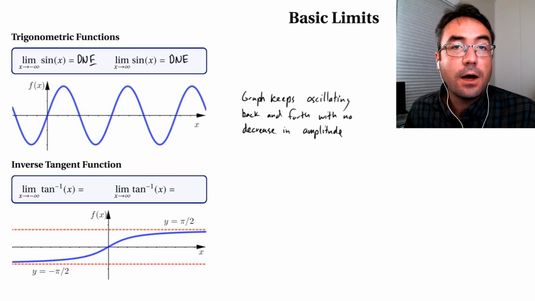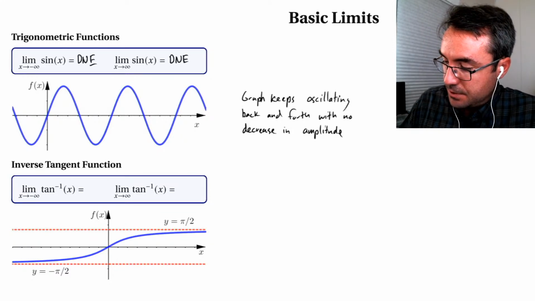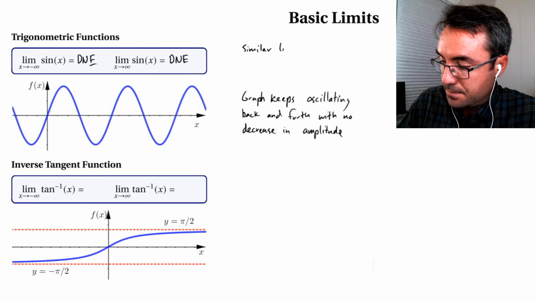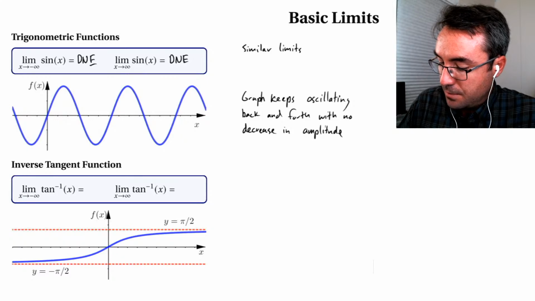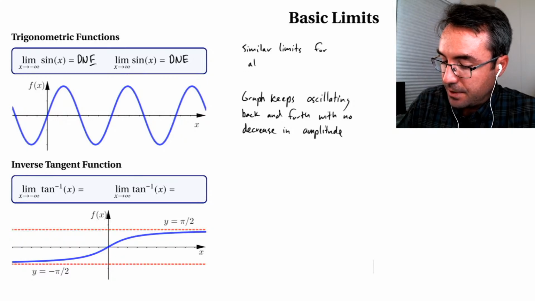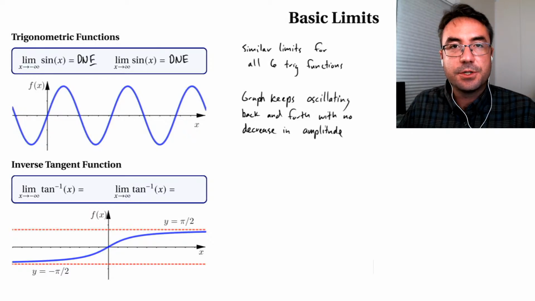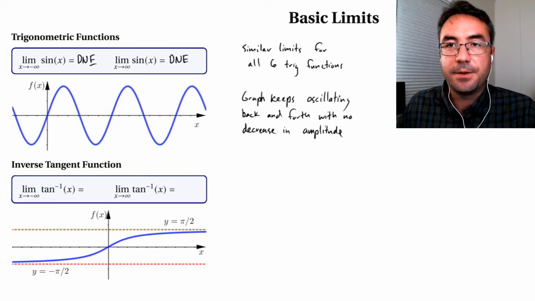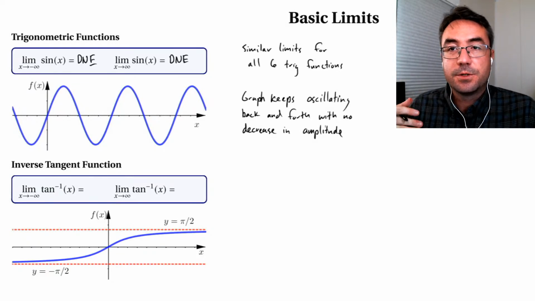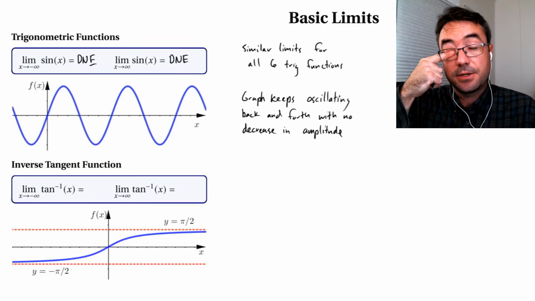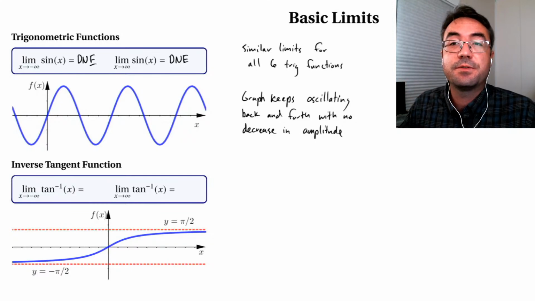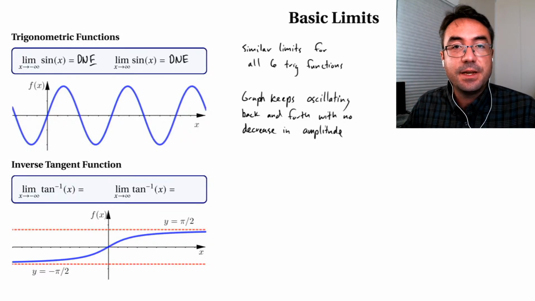And this is true for all of our trig functions. So similar limits for all 6 trig functions. And we know trig functions, that's what they do. They move back and forth. So the limit of cosine doesn't exist. Limit of tangent doesn't exist. Secant, cotangent, all 6 trig functions, the limits at infinity do not exist.